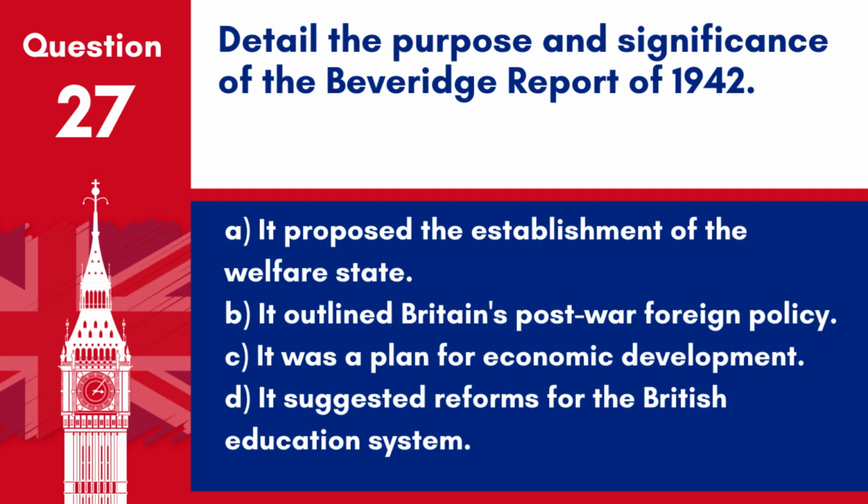Question 27. Detail the purpose and significance of the Beveridge Report of 1942. A. It proposed the establishment of the welfare state. B. It outlined Britain's post-war foreign policy. C. It was a plan for economic development. D. It suggested reforms for the British education system. Answer: A. It proposed the establishment of the welfare state. The Beveridge Report of 1942 is significant for proposing the creation of a welfare state in Britain.